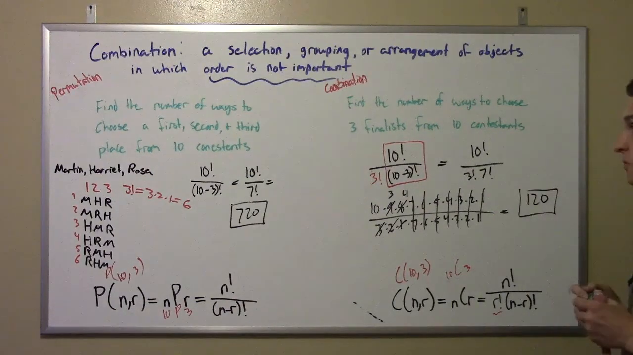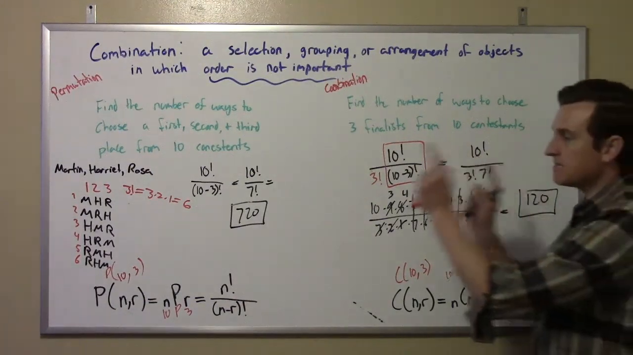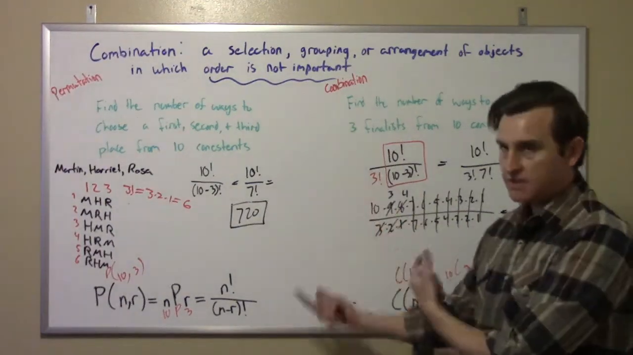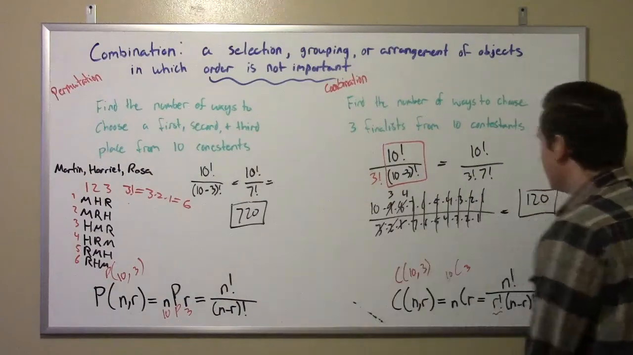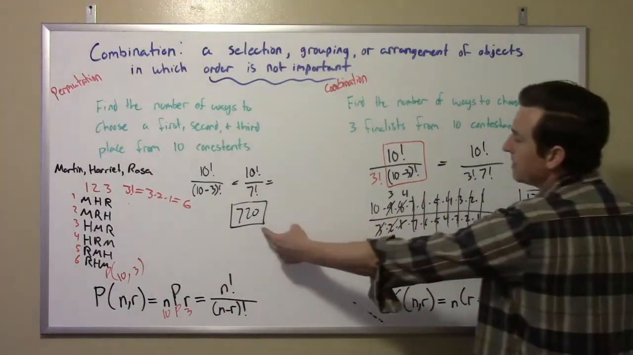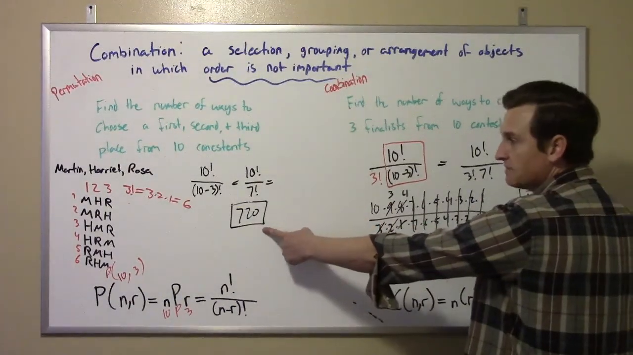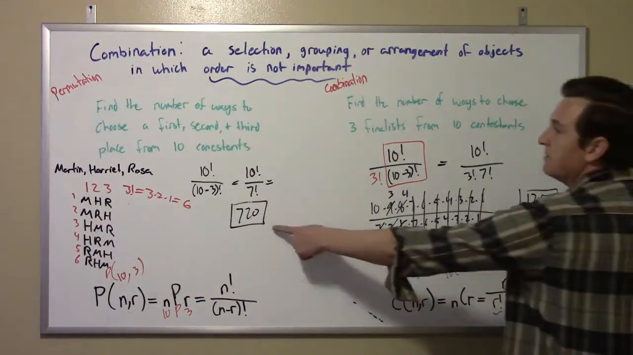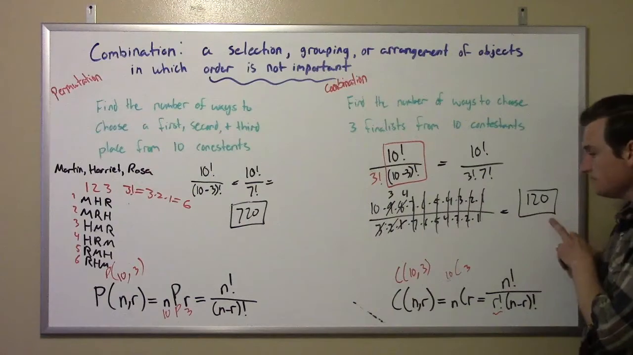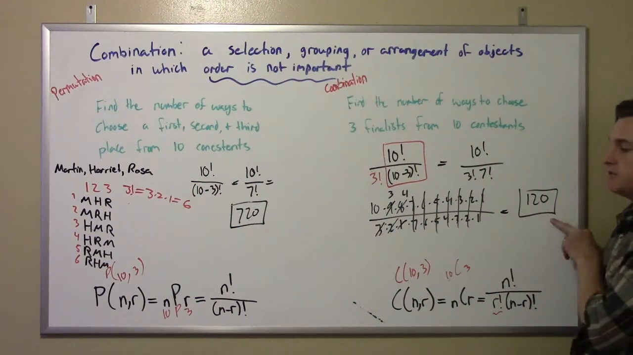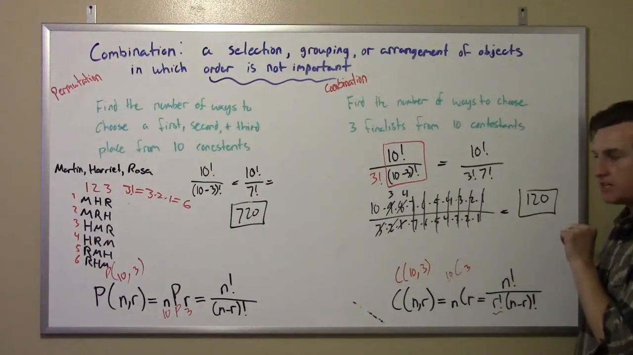So there's 120 combinations, but there's 720 permutations. If the order matters, there's 720 ways to do this. If the order doesn't matter, we take this number and divide it by 6, or divide it by 3 factorial, because that's the different ways you can order those 3 that you choose, and you get a smaller number. So there's going to be less combinations than there are permutations.